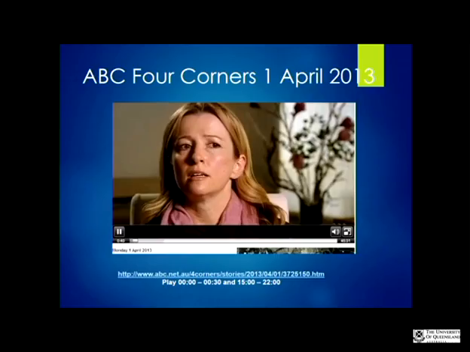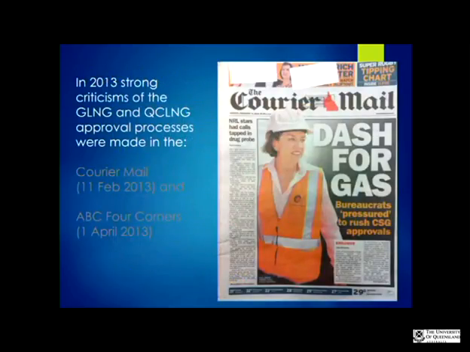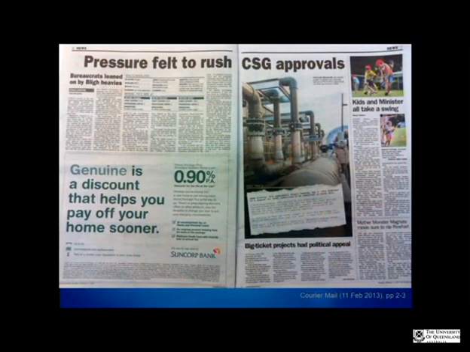speak out, so to speak. There was a lot of stuff in the media around the same time criticising the approval processes for coal seam gas, criticising the fact that these things were pushed through. The Courier Mail called it the dash for gas, this idea that we were pressuring bureaucrats to rush through the coal seam gas approvals, and we had full-page spreads where the bureaucrats were coming to the Courier Mail and saying that they had felt pressured to approve these projects without having sufficient time to consider the impacts of them on environmental matters.